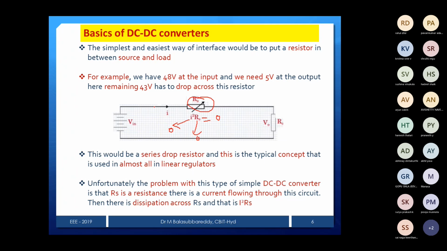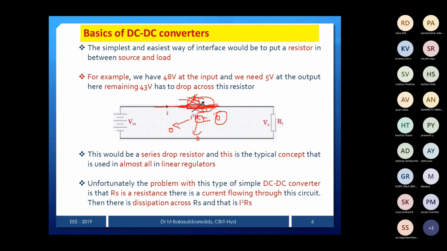Suppose I use a switch here instead of a resistor. If the switch is open, then what will happen? Switch open means no current passes through it. Current is 0, meaning resistance is infinite, so the power loss will be 0. And if the switch is closed, then it is short circuited, and across it the resistance will be 0. Then automatically power dissipation will be 0.